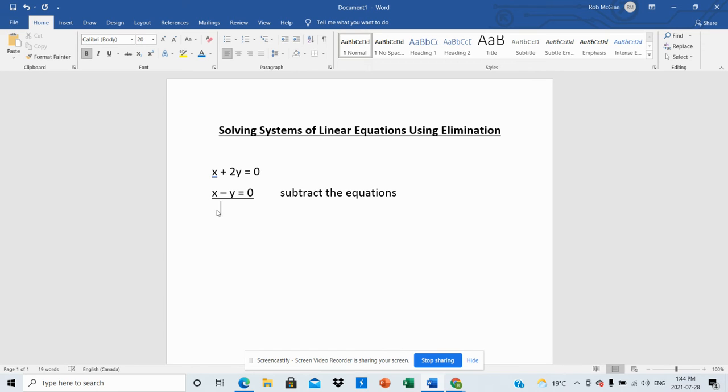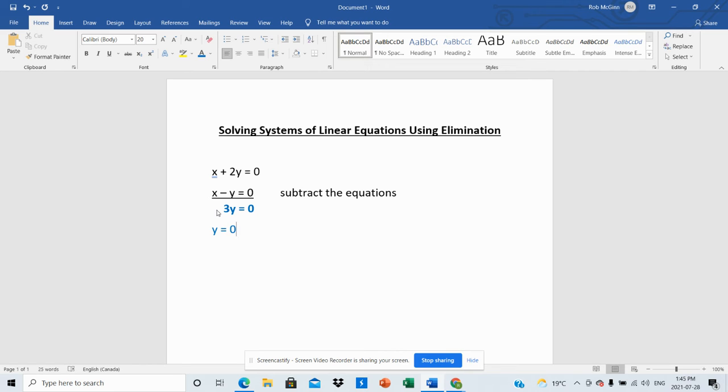So we're actually going to have 3y, and that's going to be equal to 0. 0 minus 0 is still going to be 0. So now all we do is solve that equation. 3y equals 0, so y is just going to be 0 because 0 divided by 3 is 0. So there's our solution for our first variable.